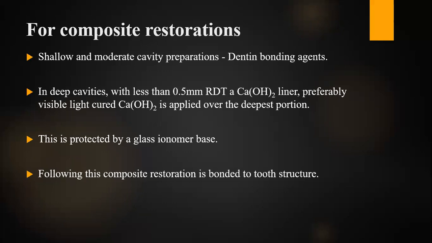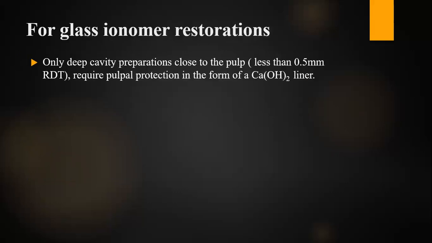Then for composites, shallow and moderate cavity preparations, dentin bonding agents will do. In deep cavities with less than 0.5 mm RDT, the calcium hydroxide liner, preferably visible light cured calcium hydroxide, is applied over the deepest portion. This is protected by a glass ionomer base, and following this, composite restoration is bonded to the tooth structure. Then for glass ionomers, only deep cavity preparations close to the pulp require pulp protection in the form of a calcium hydroxide liner.